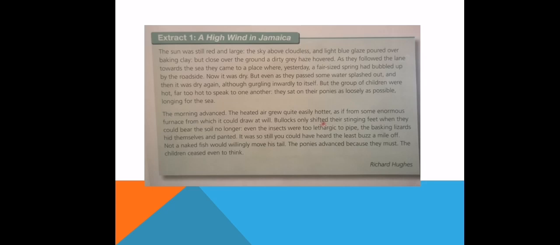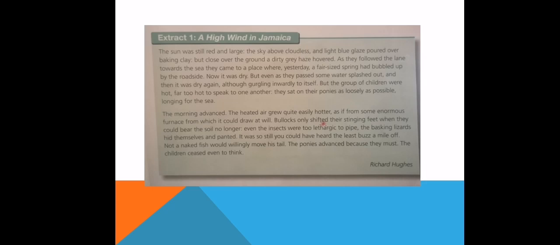Let's go back to paragraph 1. So it says the sun was still red and large. So this was midday. And when the sun is largest, it's usually during midday. The sky above was cloudless. So usually clouds give us a little bit of cover from the sun, and it makes for a cooler day. But this particular day, there were no clouds to shield from the sun, so it was really hot.